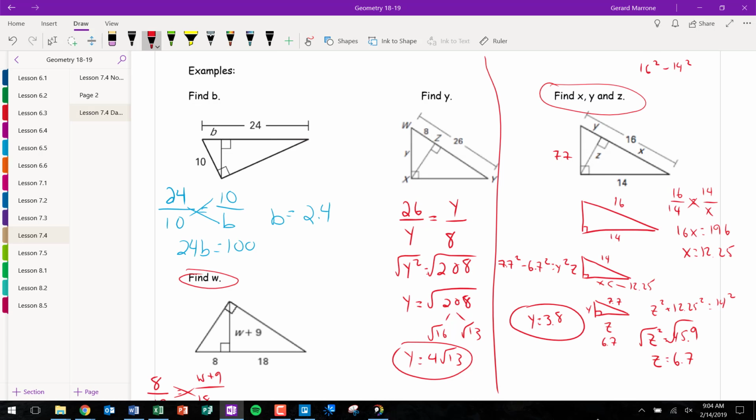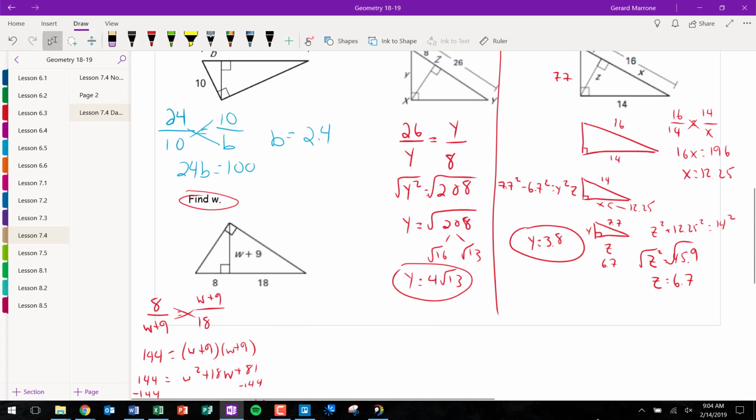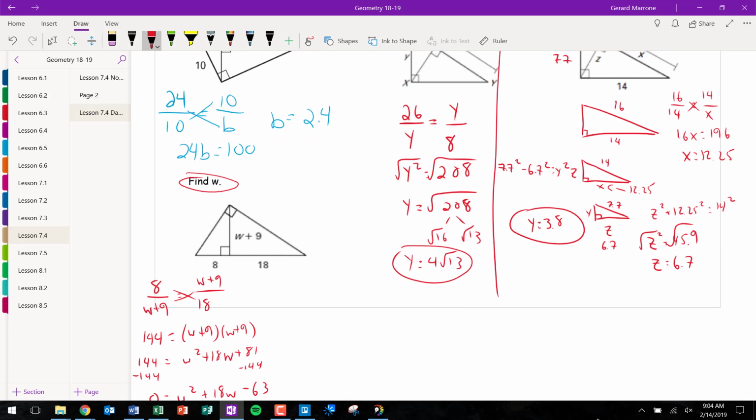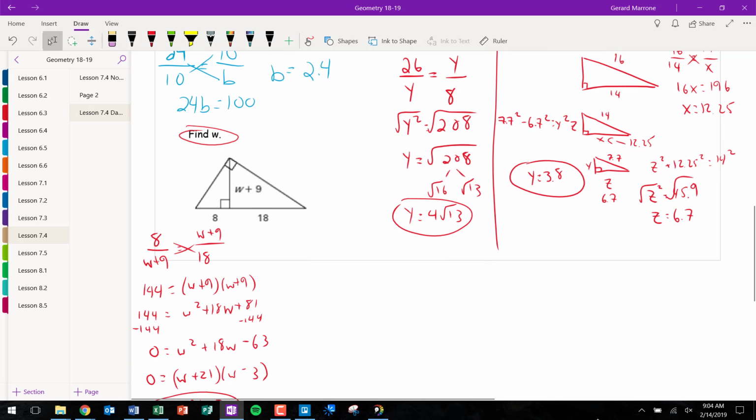Alright, welcome back in. I'm going to start with w first. I set up my equation here. I did my short leg 8 over my short leg w plus 9 equals my long leg w plus 9 over my long leg 18. And when I cross multiplied, I ended up with, excuse me, with a binomial.